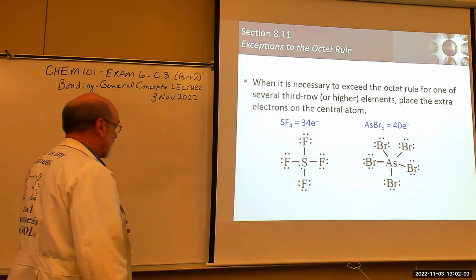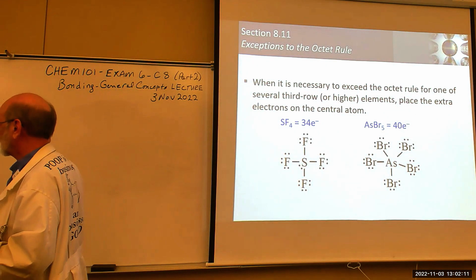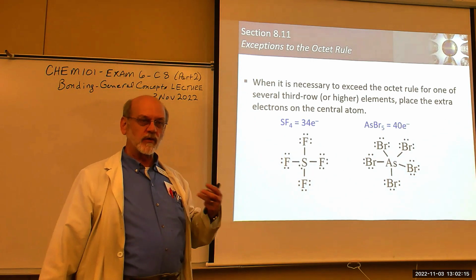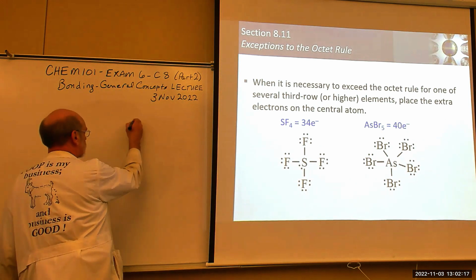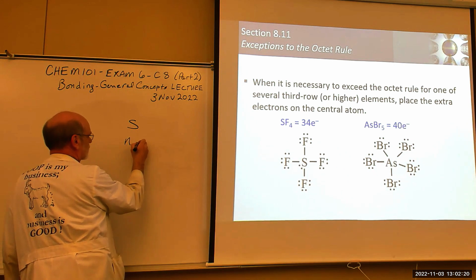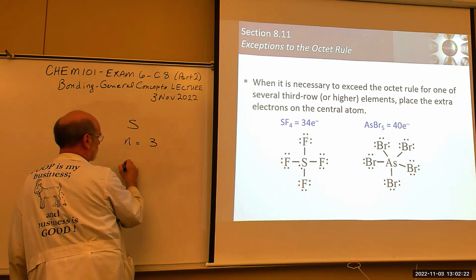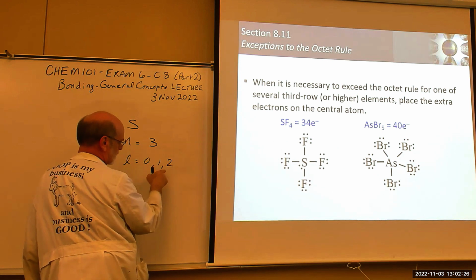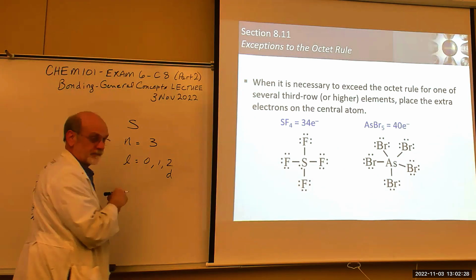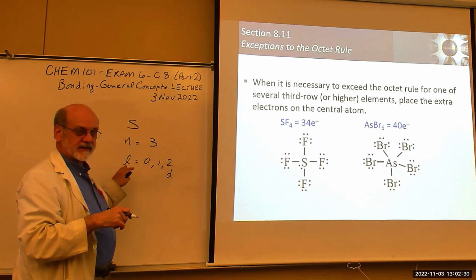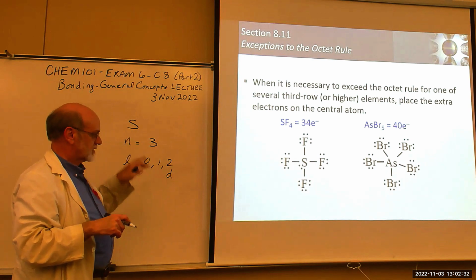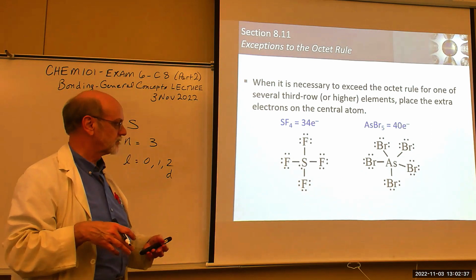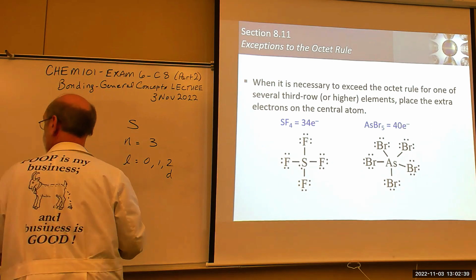So if you look at your periodic table for sulfur, notice sulfur is in the third period. So what does n equal? n equals 3. For sulfur, if n equals 3, then l can either be 0, 1, or 2. There's your d orbital right there. So sulfur has easily available d orbitals to occupy those excess electrons. Similarly for arsenic.